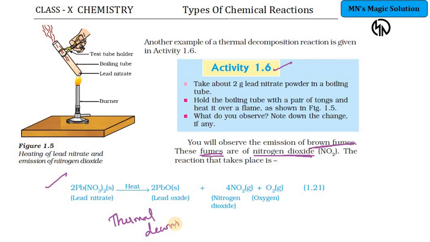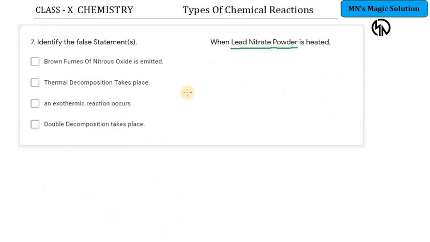So let us get back to our question. Brown fumes of nitrous oxide are emitted. No, it is nitrogen dioxide. Therefore, this is a false statement, so it is correct for us, as I have to identify the false statement. Thermal decomposition takes place. Is this false? No, this is actually a true statement. Therefore, we should not mark this.